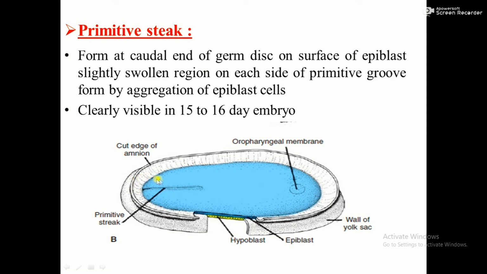Why? Because there is an aggregation of epiblast cells. So there is a slightly swollen region on each side of this primitive groove because we have an aggregation of epiblast cells. Due to this aggregation, there will be a swollen area, and this will be clearly visible on day 15 or 16 of the embryo, which means in the third week of development.